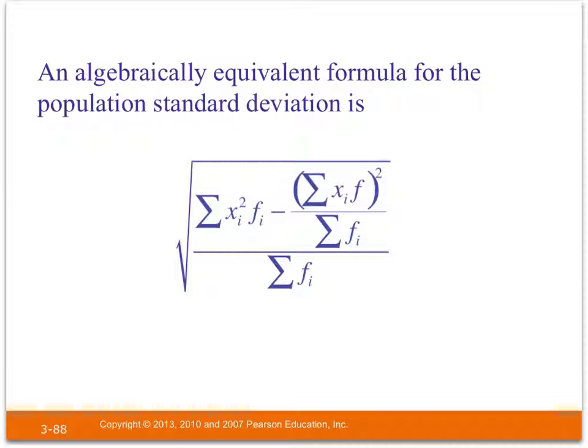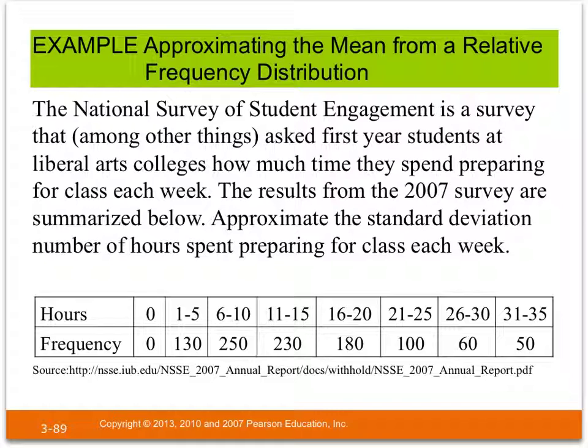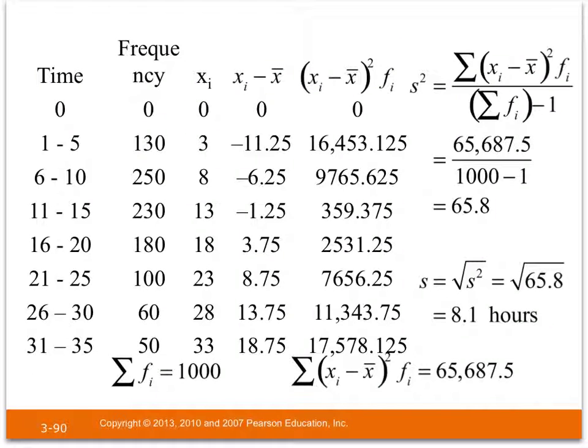Okay, this is an algebraic equivalent of the standard deviation formula. Again, this is for mu's approximation, and we might find that easier to use or not. We'll talk about it in class. So let's look at this and approximate. This is the same data from the last time we used the data. Let's see what it's going to take to approximate the standard deviation of this sample.